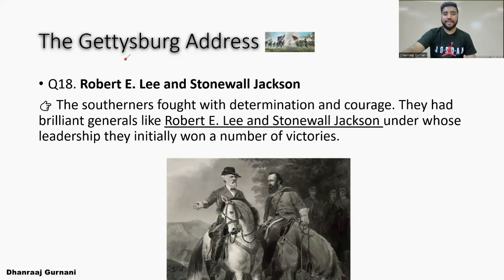Moving to question number 18. Two leaders, Robert Lee and Stonewall Jackson. The Southerners fought with determination and courage. They had brilliant generals like Robert E. Lee and Stonewall Jackson, under whose leadership they initially won a number of victories.